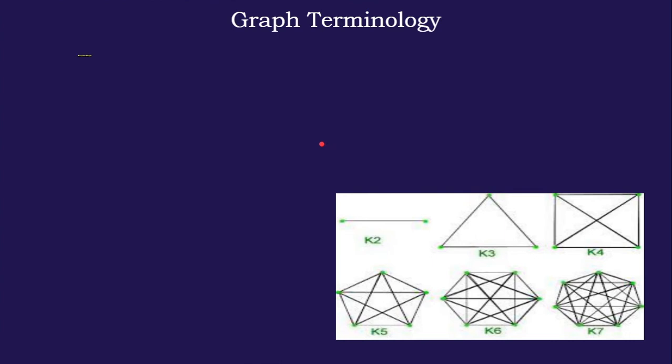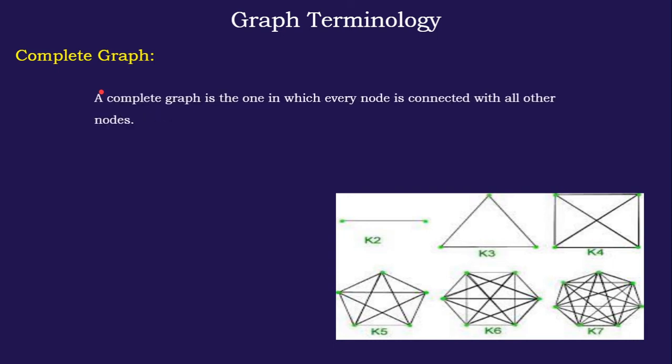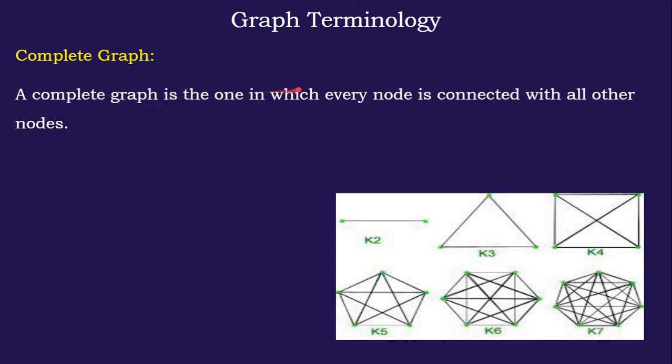And then a few more terminologies about what a complete graph is. A complete graph is one in which every node is connected with all other nodes. A complete graph is given by the symbol K. So K2, K3, K4, this means the number of vertices in the graph. Here there are two vertices, called K2. Here there are three vertices, called K3. Here there are four vertices, 1, 2, 3 and 4, called K4. So the number of vertices gives the number of the complete graph.